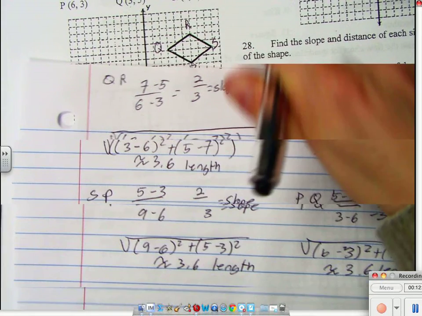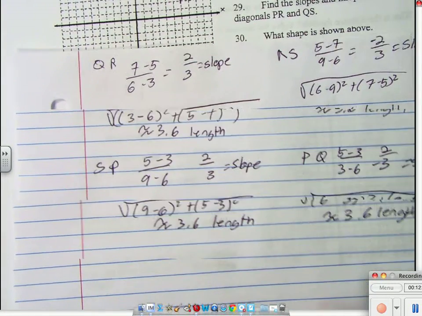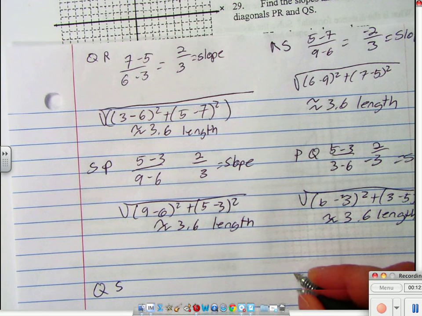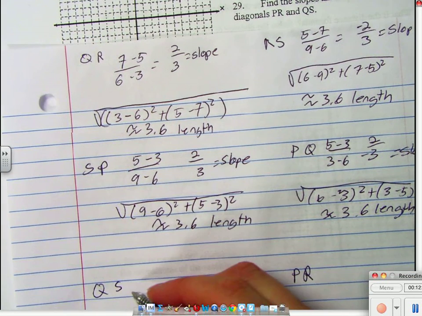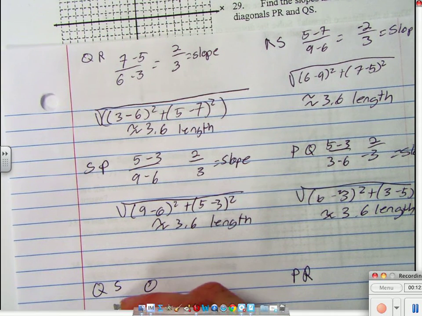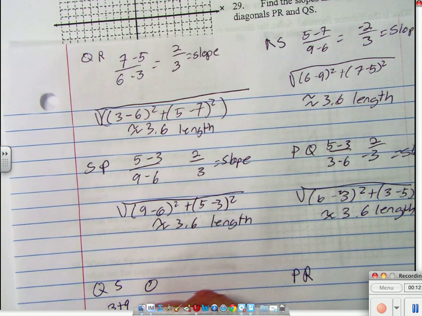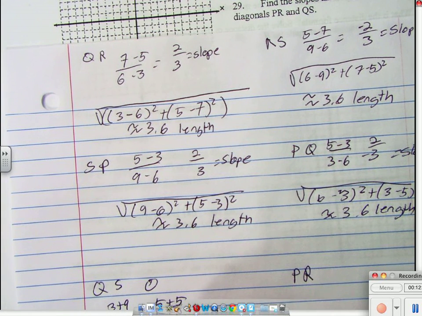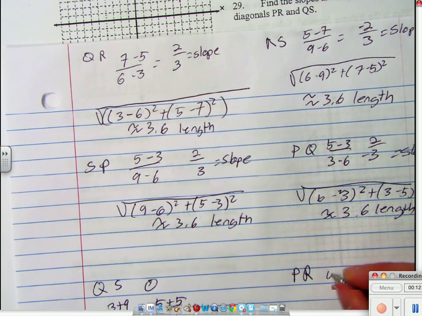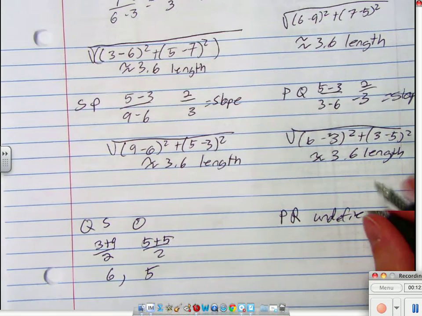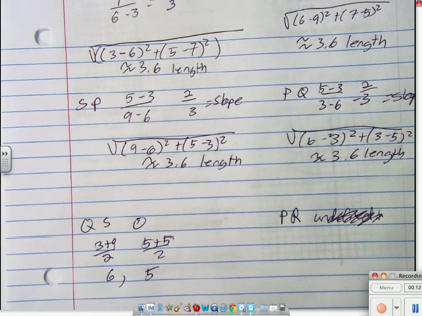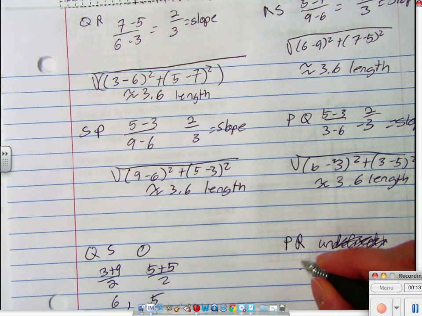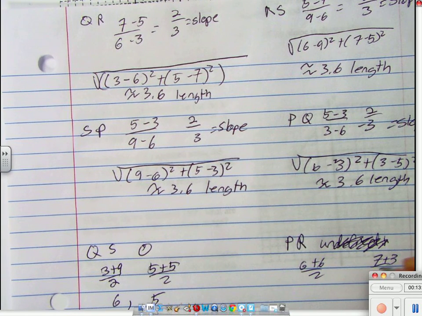Okay, now I need to find the slopes of my diagonals and the midpoints of my diagonals. So that's from Q to S and P to R. All right, Q to S slope is 0. And its midpoint is 3 plus 9 divided by 2 and 5 plus 5 divided by 2. 3 plus 9 is 12, divided by 2 is 6. 5 plus 5 is 10, divided by 2 is 5. P to R's slope is undefined because it's straight up and down, right? We'll just put und. And its midpoint is 6 plus 6 divided by 2 and 7 plus 3 divided by 2, which is 6 and 5.